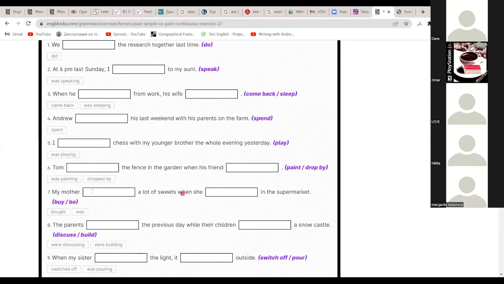Здесь опять одно прерывается. Was painting, dropped by. But and was, потому что she was in the supermarket. Когда она там была. И вот это вот еще можно было сделать. The parents discussed the previous day while their children were building a snow castle. Опять обратите внимание, вот в этом восьмом два действия параллельные. Они обсуждали предыдущий день, пока их дети строили снежный замок. То есть нет прерывания. Поэтому verb discussing и verb building.